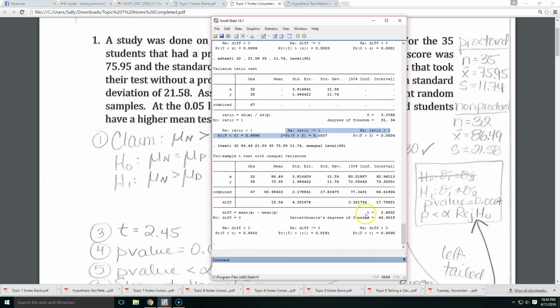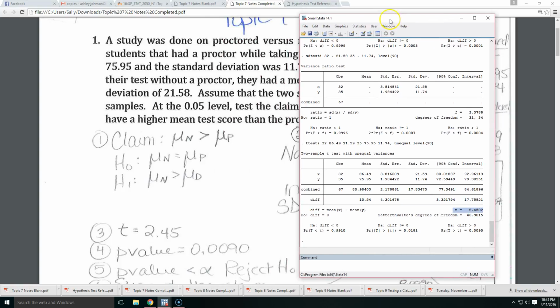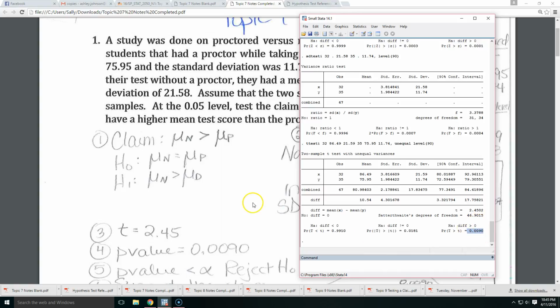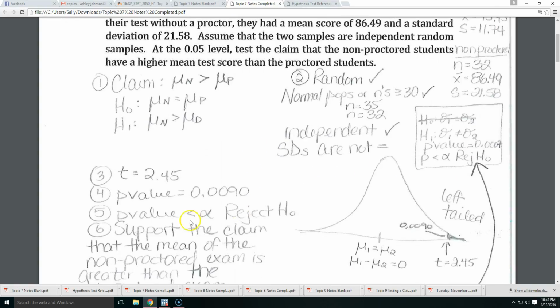So the t-score for the two mean test is 2.45. The p-value is less than 1%, so 0.0090. This p-value is less than alpha, so we're going to reject H0. If we're getting rid of H0, our claim is H1.